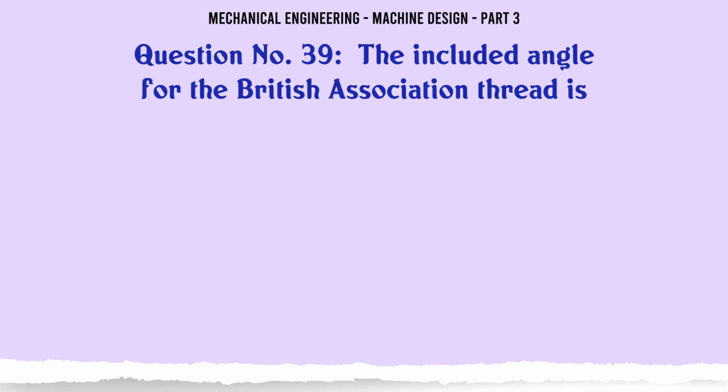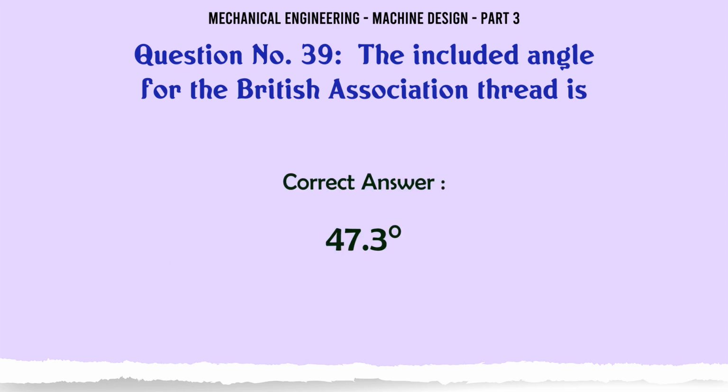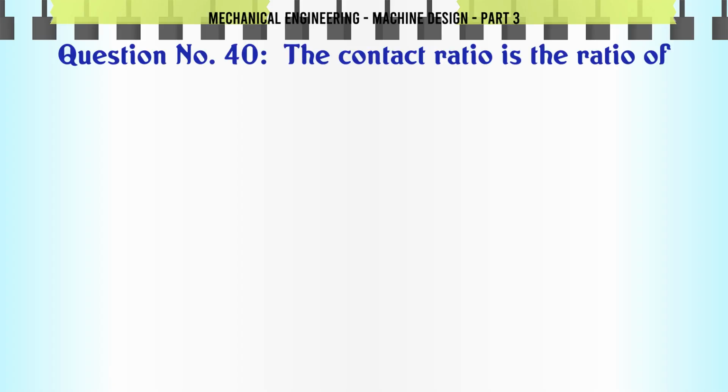The included angle for the British Association thread is A. 29, B. 47.3, C. 55, D. 60. The correct answer is 47.3.